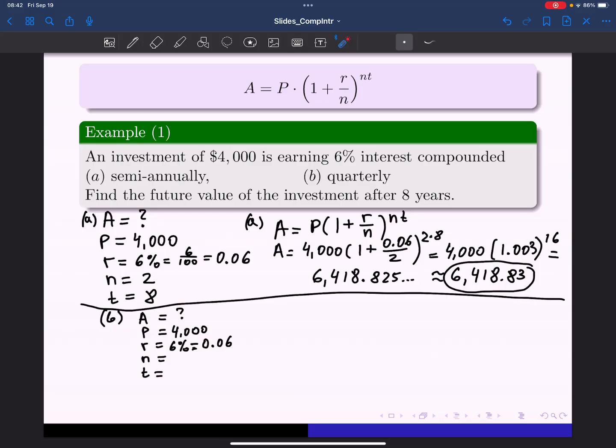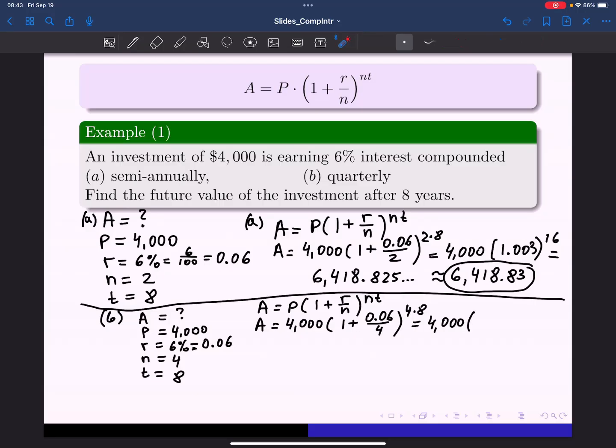Now, how many times per year? Quarterly means 4 times per year. And T is how many years? We have 8 years. The same formula, A is equal to P times 1 plus R over N to the power N times T. So A is equal to 4,000 times 1 plus 0.06 divided by 4 to the power 4 times 8.